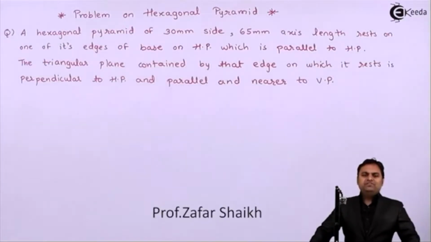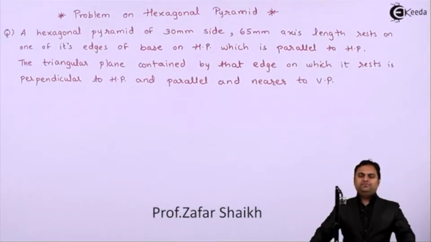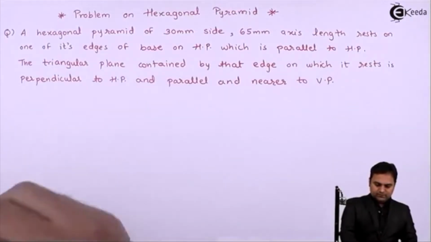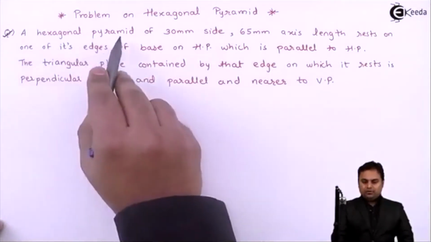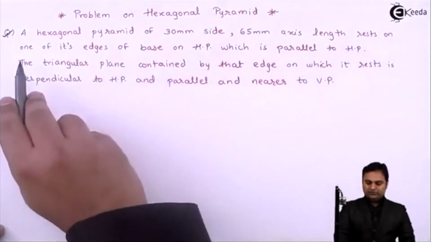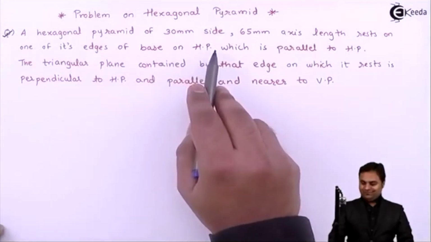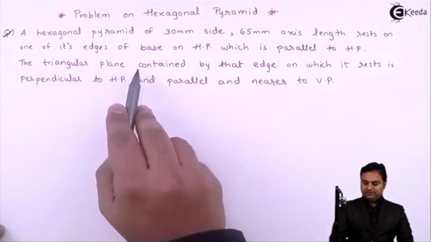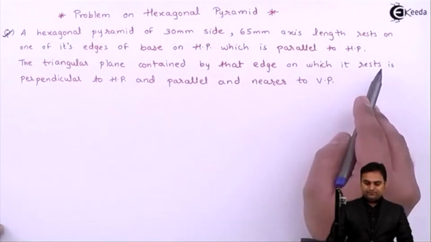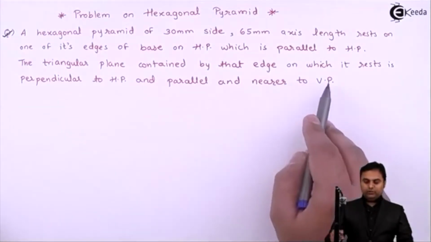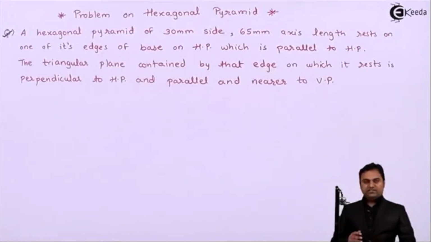In this video, we will see a problem on hexagonal pyramid. Here is the question. A hexagonal pyramid of 30 mm side, 65 mm axis length rests on one of its edges of base on HP, which is parallel to HP. The triangular plane contained by that edge on which it rests is perpendicular to HP and parallel and nearer to VP. So these conditions, I'll explain it in the problem.